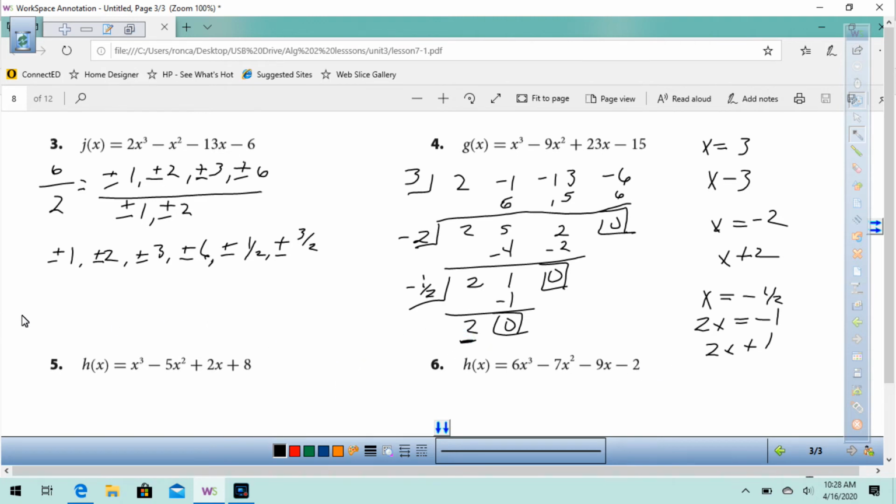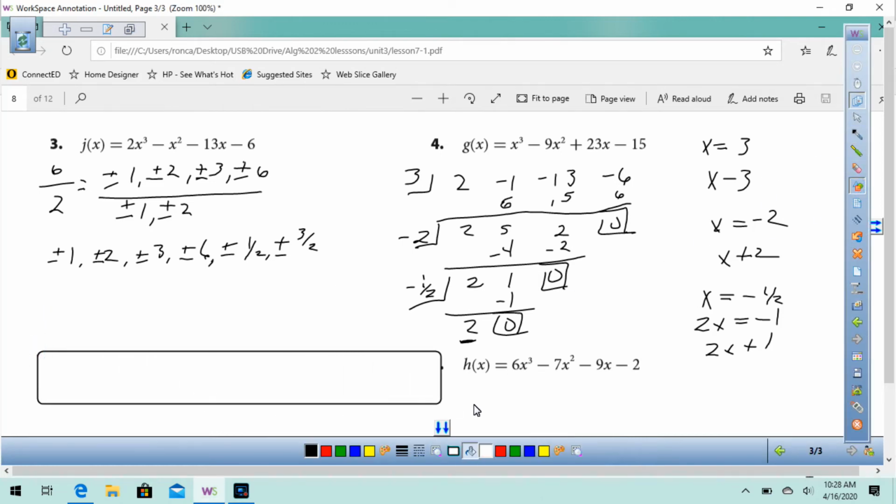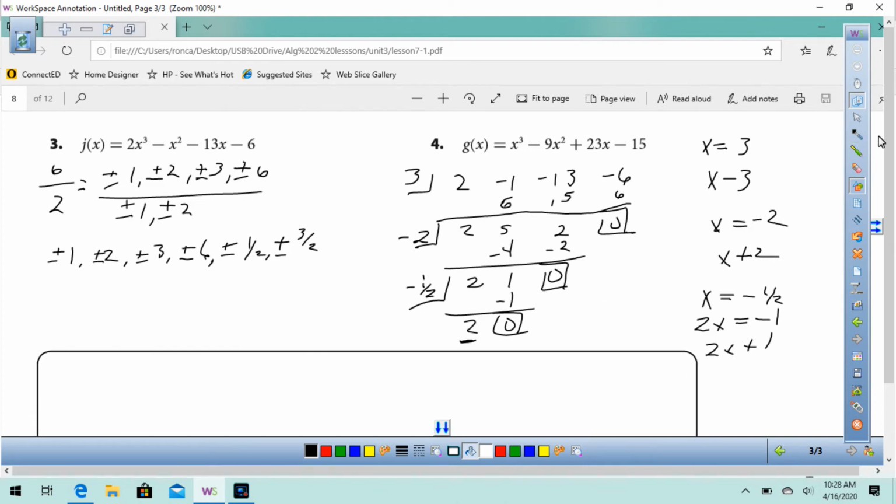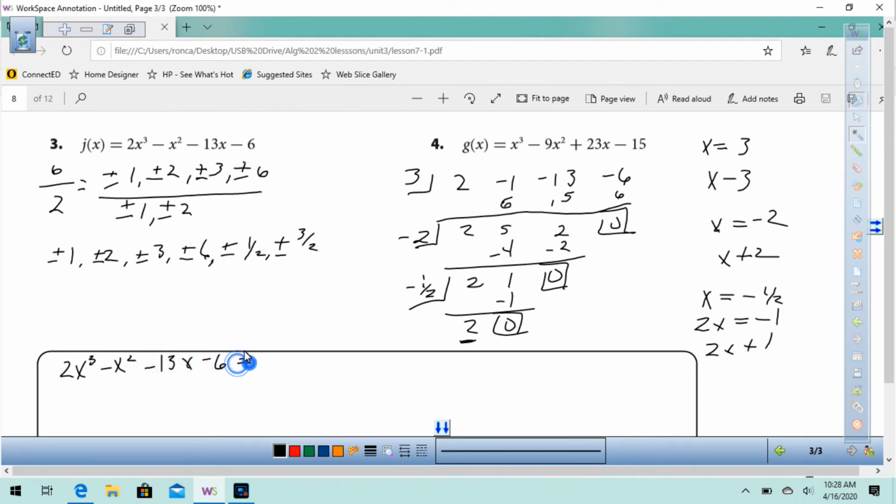All right, so the factors are going to be 2x cubed minus x squared minus 13x minus 6 equals x minus 3 times x plus 2 times 2x plus 1. All right, that's it. Those are the factors.